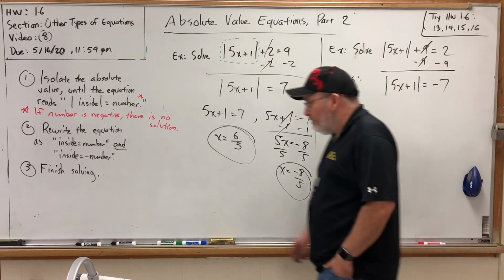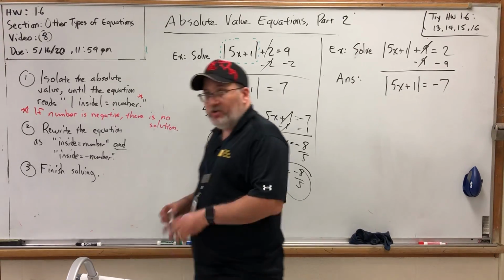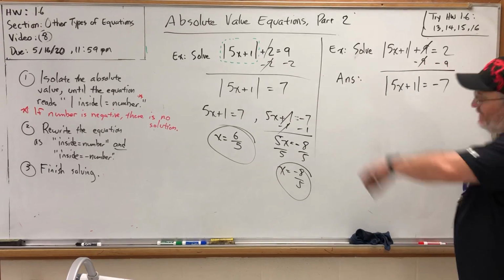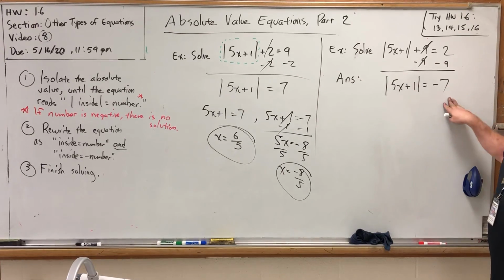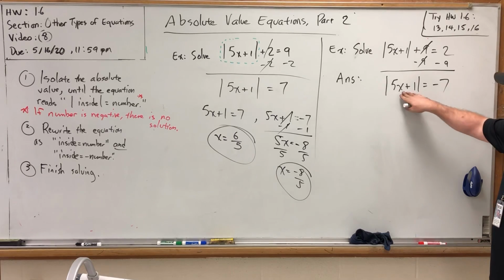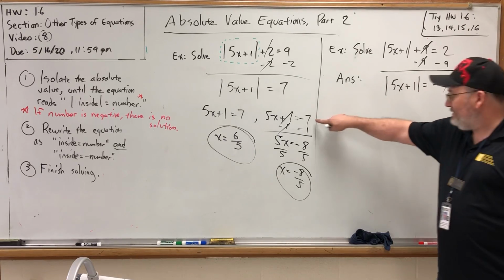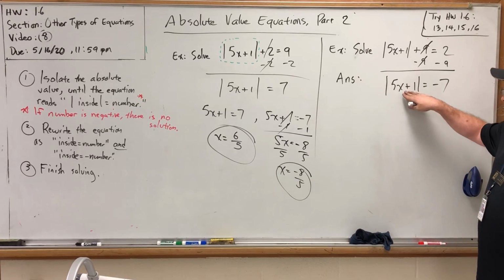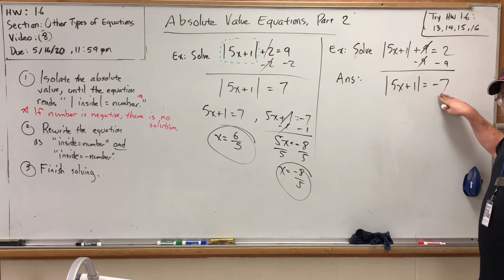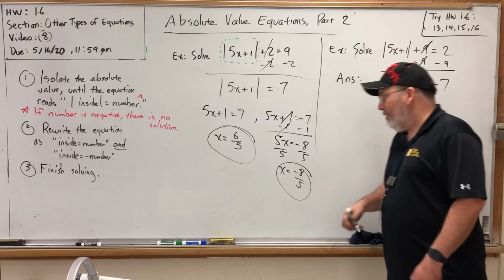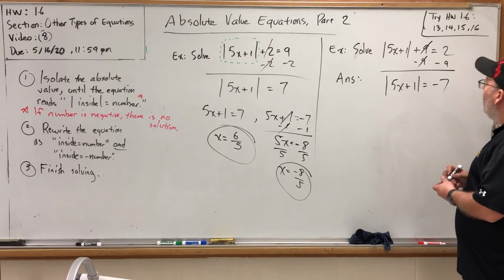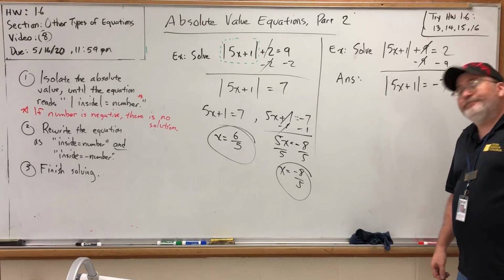Now, what would happen if you didn't stop? You would get extraneous solutions, because the next step says, put this equal to that, and put this equal to the negative of that. Well, if I put 5x plus 1 equal to negative 7, it's that. And if I put 5x plus 1 equal to the negative of this, the negative of negative 7 is positive 7, I would get that, and I would get these two solutions. Would either one work? Nope.